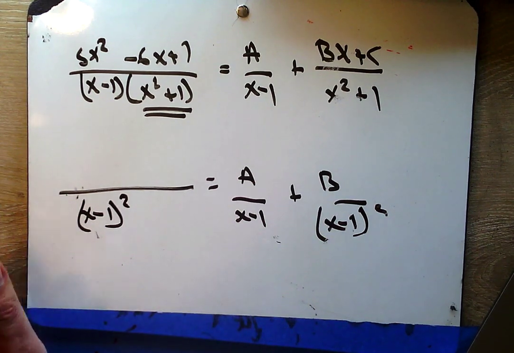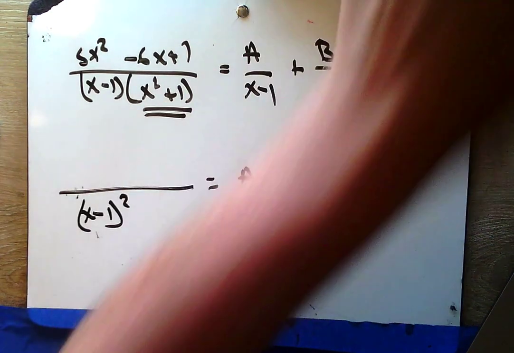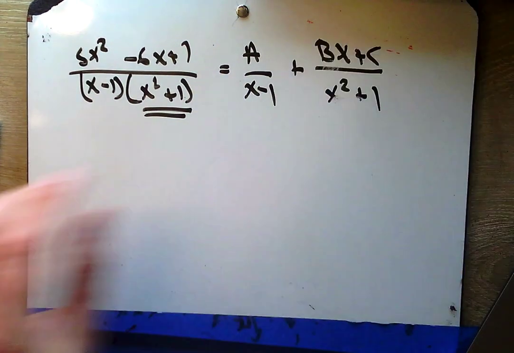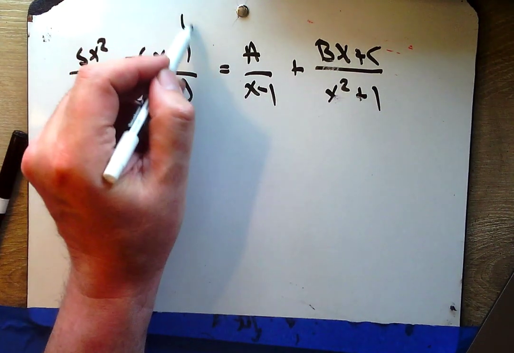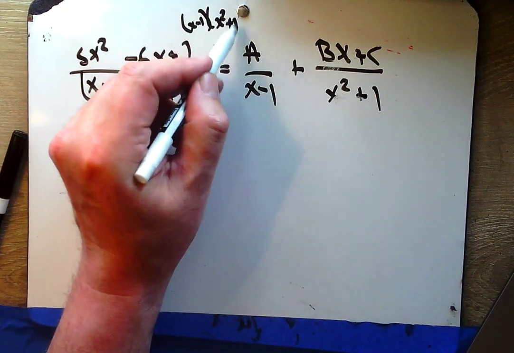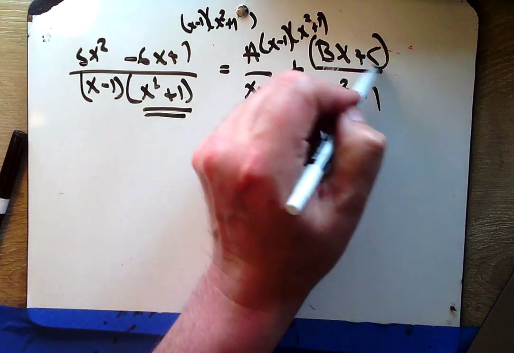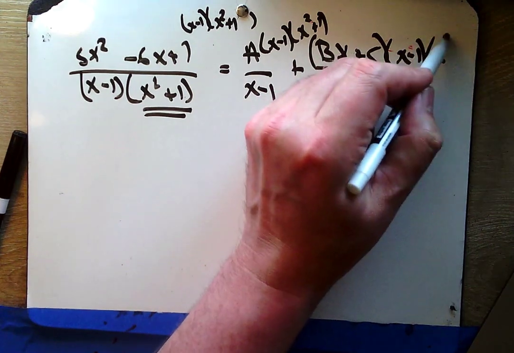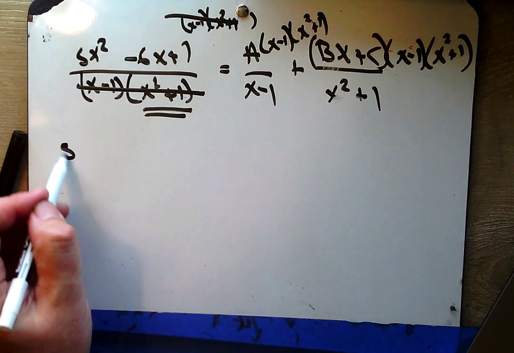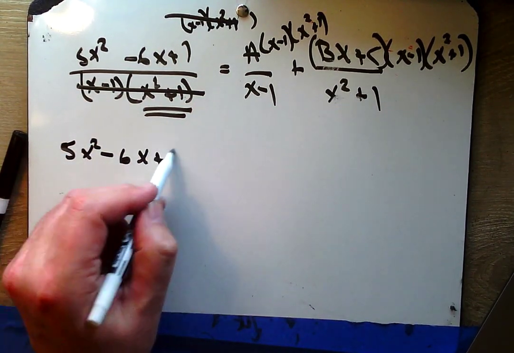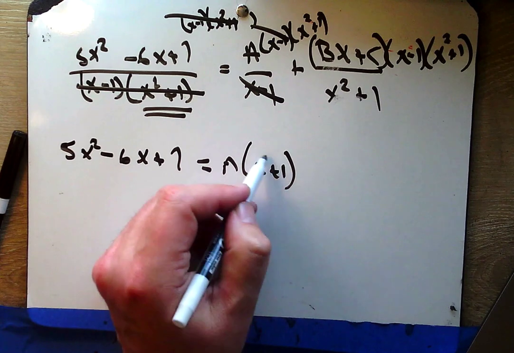All right, well, I sort of feel like, all right, we'll just do this one. Finish this one off, and we'll call it a video. So I'm multiplying everywhere by my least common denominator, x minus 1, x squared plus 1. And so what cancels? This with this, 5x squared minus 6x plus 7. This with that, a times x plus 1, don't forget the squaring.